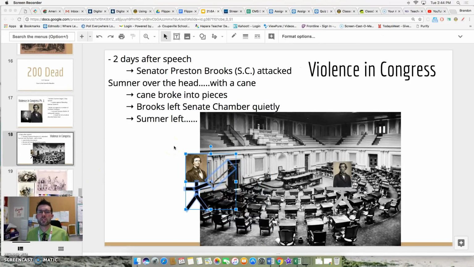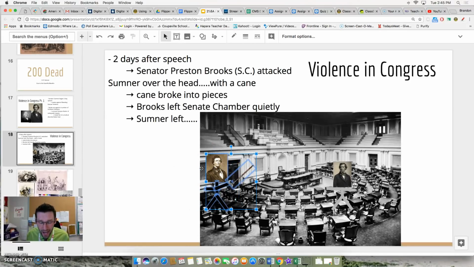After Sumner's speech, where he threw the Southern senators under the bus and personally attacked Andrew Butler, Congressman Preston Brooks of South Carolina took matters into his own hands. Now, Brooks was actually Butler's nephew. And Preston Brooks attacked Sumner over the head with a cane.